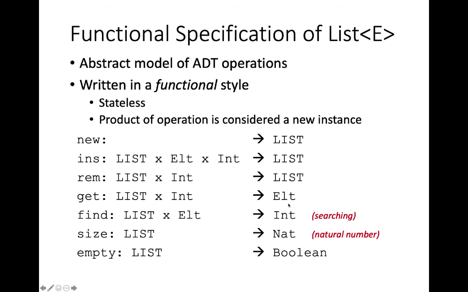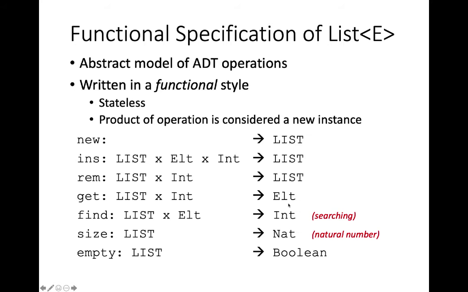It's a natural number because lists can't have negative length. It can be empty. It can have 0 elements in it, but it can't have negative elements in it. And then finally, I have this empty operation which says, you give me a list, and I'll tell you true or false whether or not it's empty. Now, I've defined these operations on these domains of lists versus lists crossed with integers, etc.